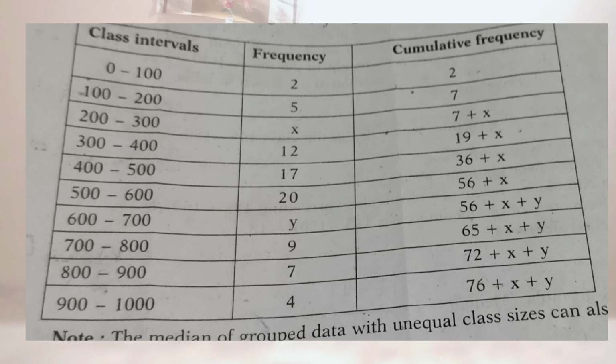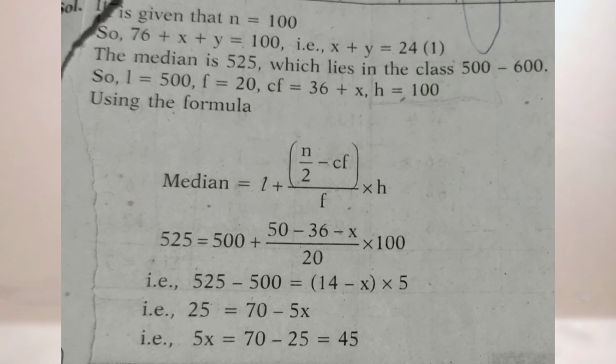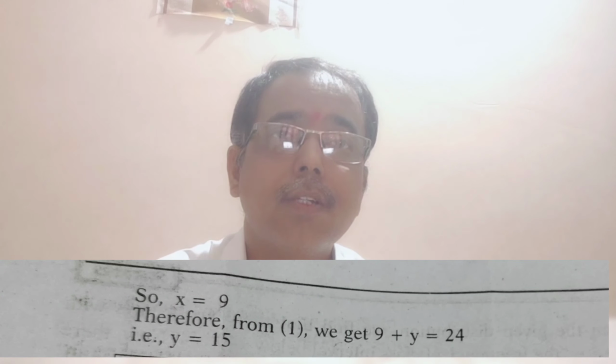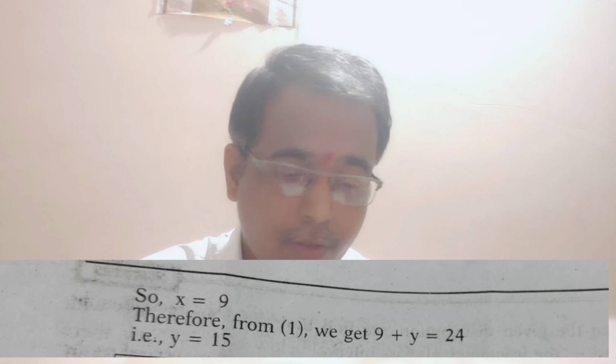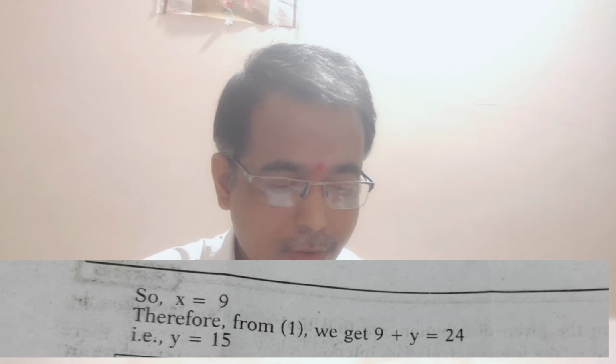The missing frequency values we have to find by using the median formula. What is the median formula? L plus (n by 2 minus CF) by F into H. As we know, all the names in this formula: L is the lower boundary of the median class, n is the sum of all frequencies, F is the frequency of the median class, CF is the cumulative frequency of the class preceding the median class, and H is the length of the class interval.